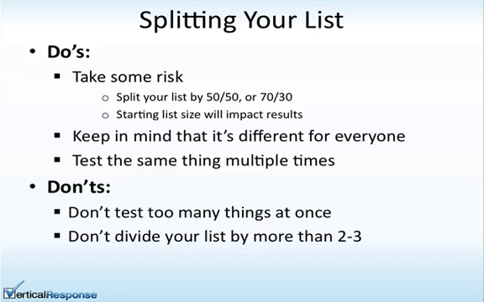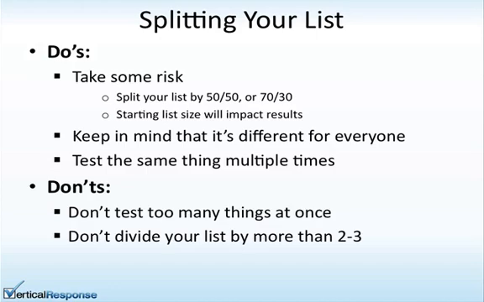But you can split your list in half randomly using the segmentation tool so that you can test different things in your email. So you can split your list 50-50 and do a real A/B split test. If you don't want to take some risk, you can do more like a 70-30 and send what you would normally send to 70% of your list and then do 30% with the new thing that you're testing.